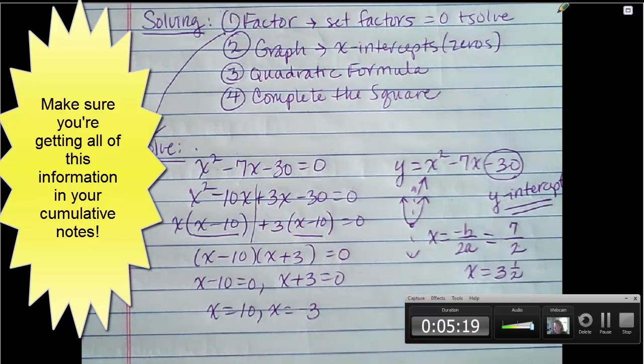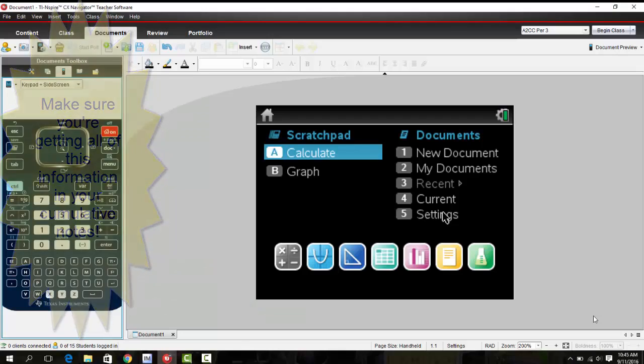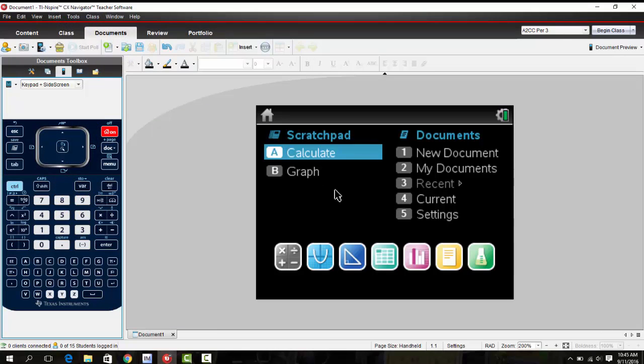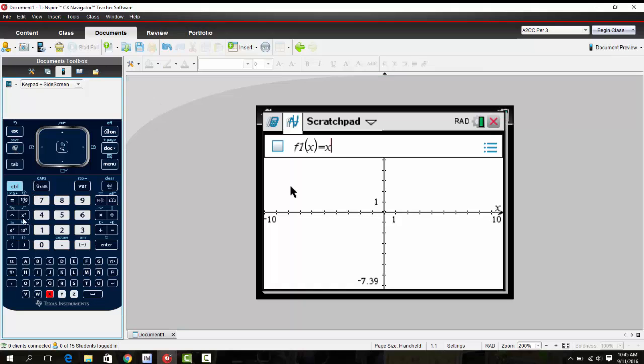So let's go to our graphing calculator, or Inspire. Okay, so when you graph, you can either make a new document or just use your scratch pad to do a quick graph. Since this is nothing we'll save, we'll just use a scratch pad. You want to go to a scratch graph page and enter your function. So our function is x squared minus 7x minus 30.